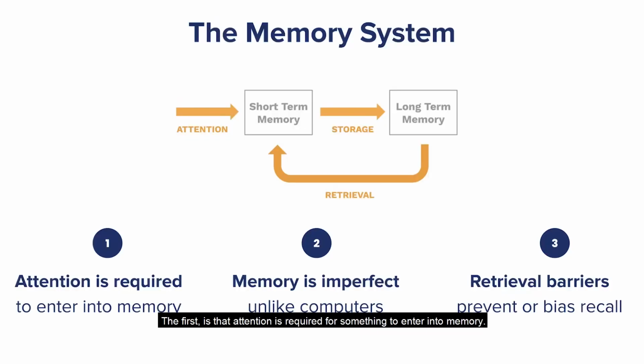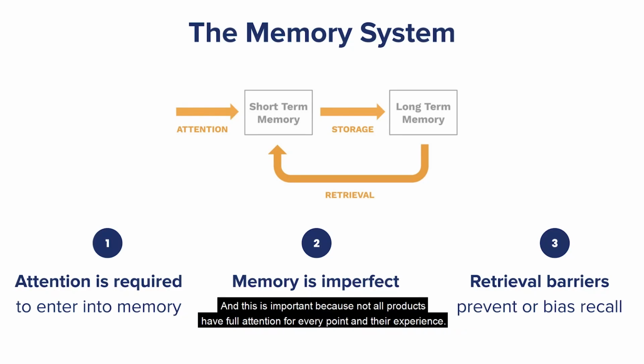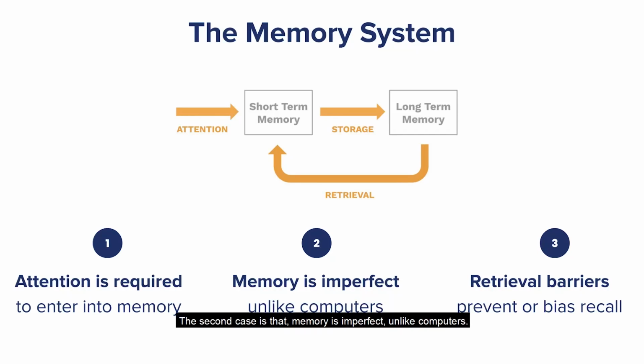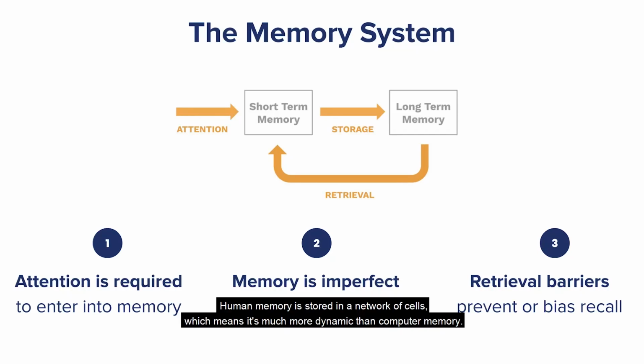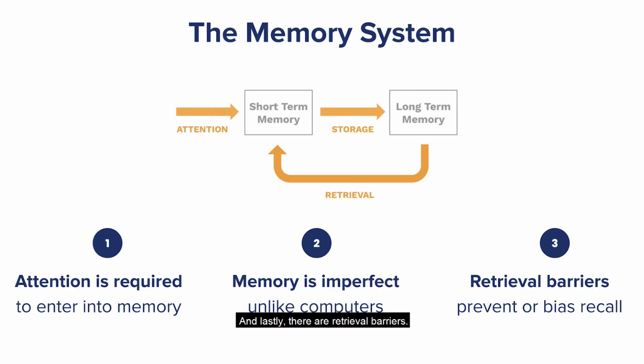The first is that attention is required for something to enter into memory. And this is important because not all products have full attention for every point in their experience. The second piece is that memory is imperfect, unlike computers. Human memory is stored in a network of cells, which means it's much more dynamic than computer memory. And lastly, there are retrieval barriers.